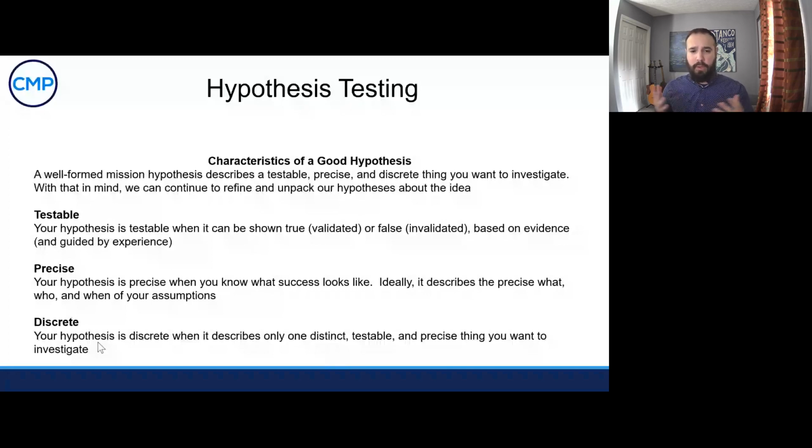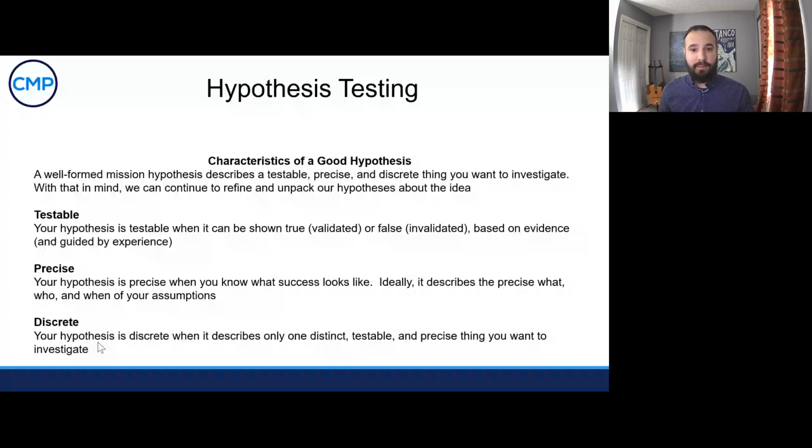What I want to share with you is a couple of things that come from Alex Osterwalder that define what a good hypothesis is. I'll read through the three things here. The first thing is it's testable. Your hypothesis is something that you have to be able to validate or invalidate. So it's an if-then statement: if we do this, or if this happens, then we expect this other thing to happen. So it's got to be testable. If you have something that you can't test, it's not a good hypothesis.